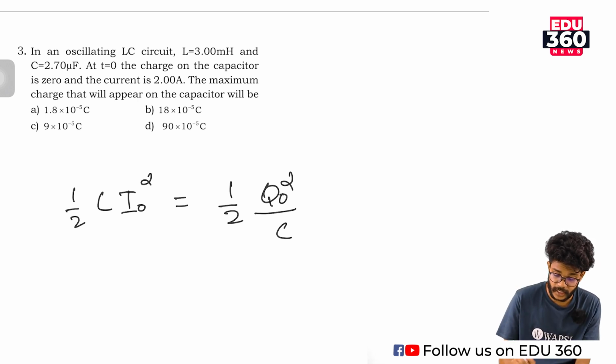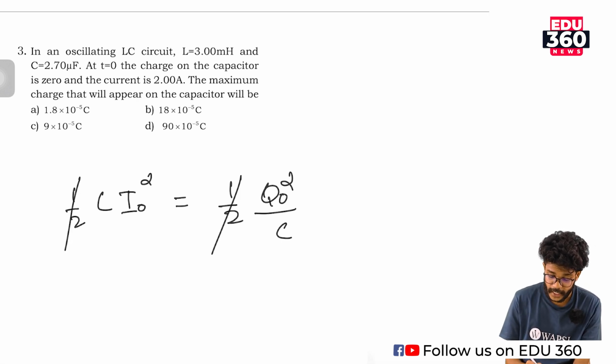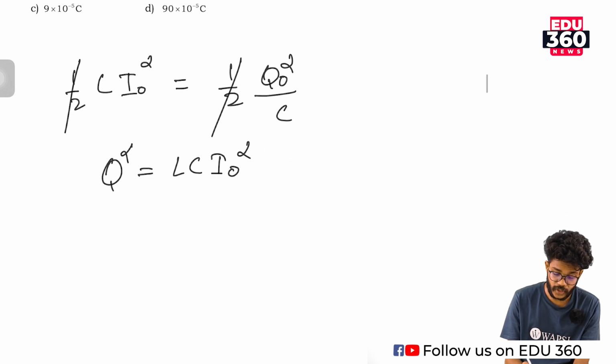We can cut these half quantities, and L I naught square is equal to Q naught square by C. So what is Q naught square? It is LC I naught square. So what is Q? Q is nothing but I naught into root LC.